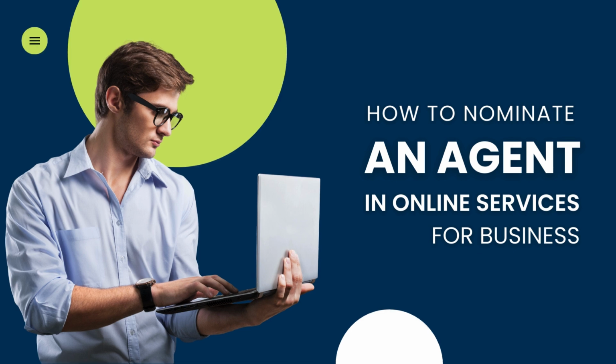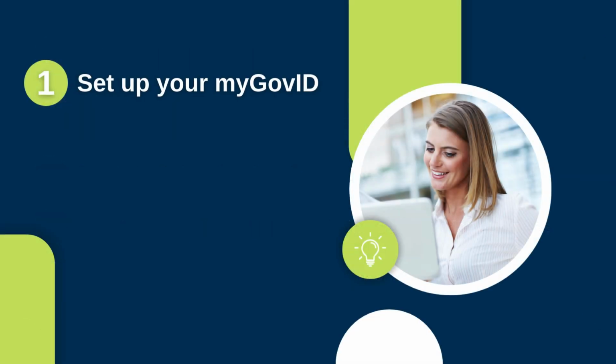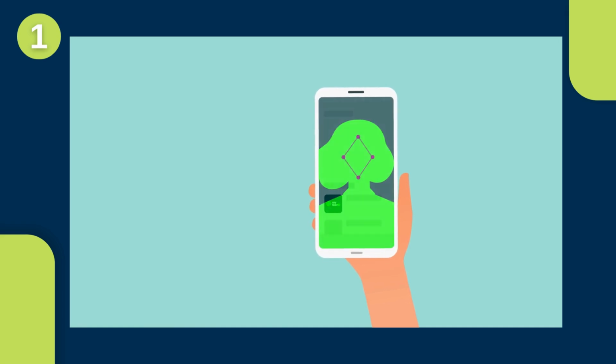How to nominate an agent for online business services. 1. Set up your MyGov ID. You can set up your MyGov ID in 3 easy steps.